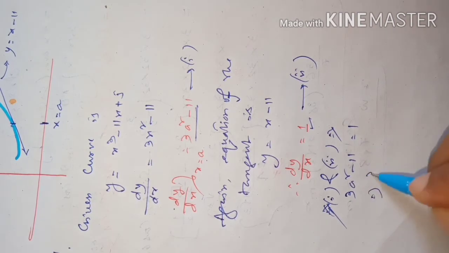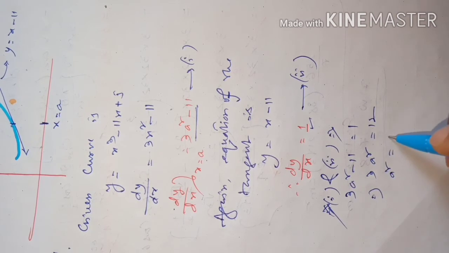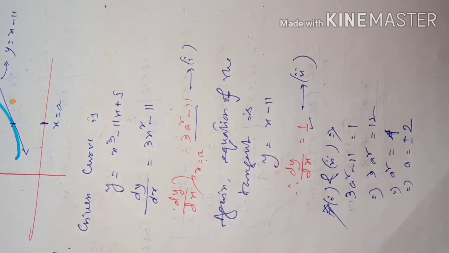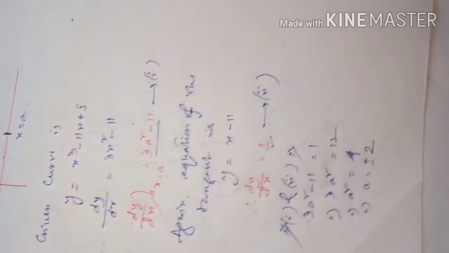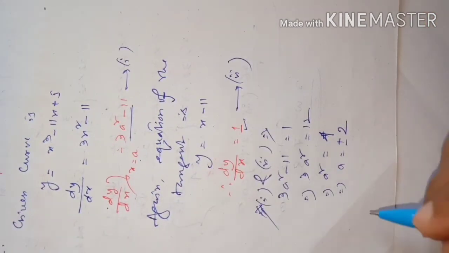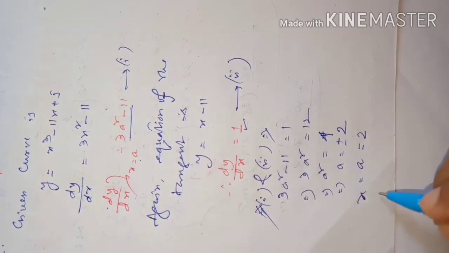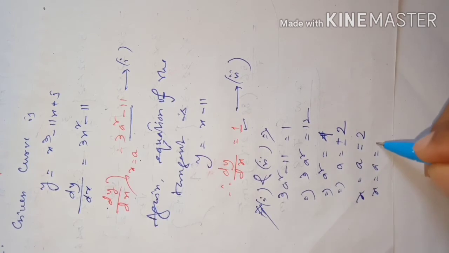So from here what we get? 3a square equal to 12, a square equal to 4, then a is equal to plus minus 2. Okay dear students, a is equal to plus minus 2. So now x has got two values, one a is plus 2 and another a is equal to minus 2.